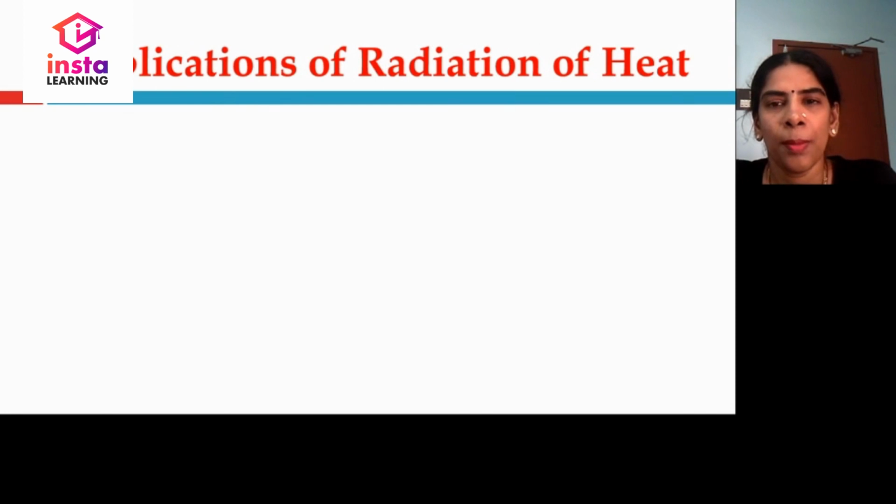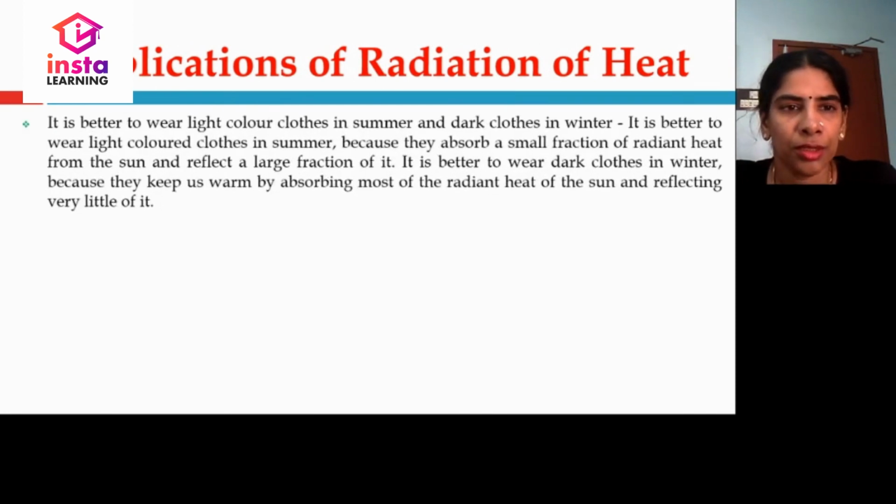Let us see the applications of radiation. It is better to wear light color clothes in summer and dark clothes in the winter. Why? It is because light color will absorb a small fraction of radiant heat from the sun and reflect a large fraction of the heat. So, it is better to wear dark clothes in the winter because they keep us warm and absorb more heat of the sun, and the reflection is very less.